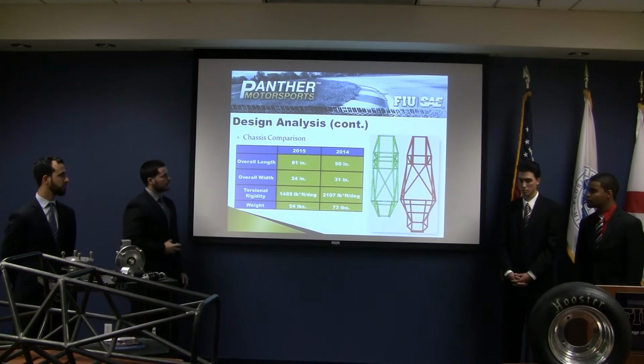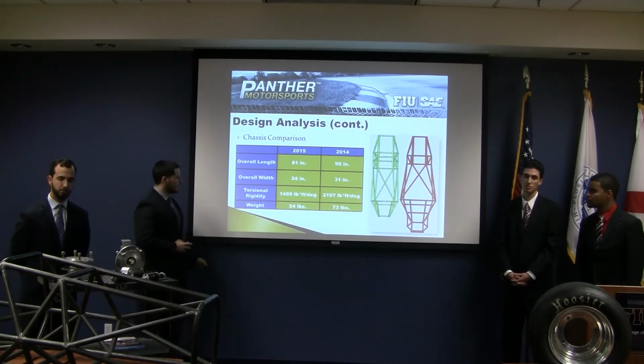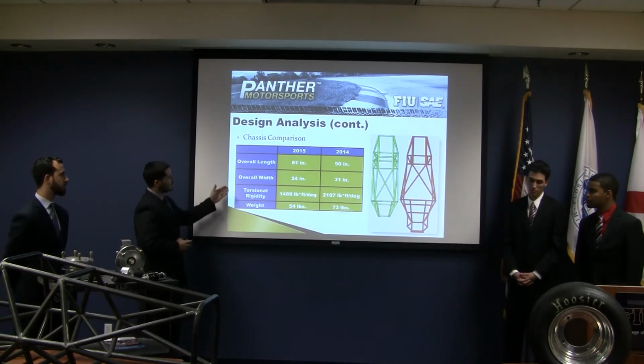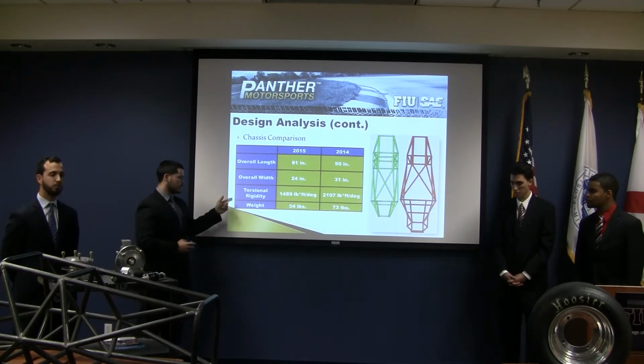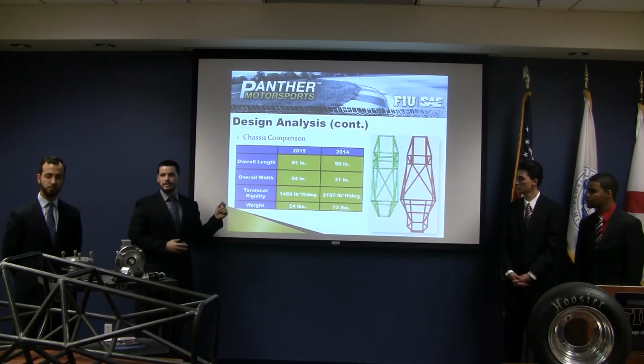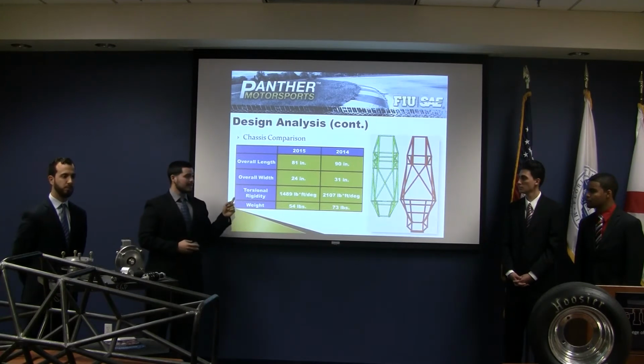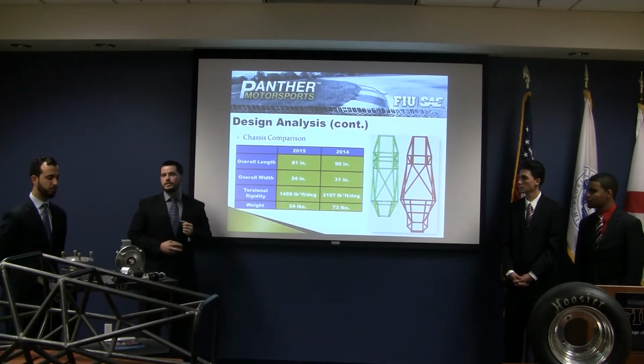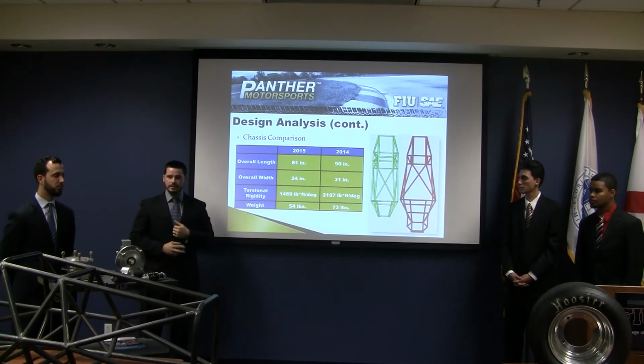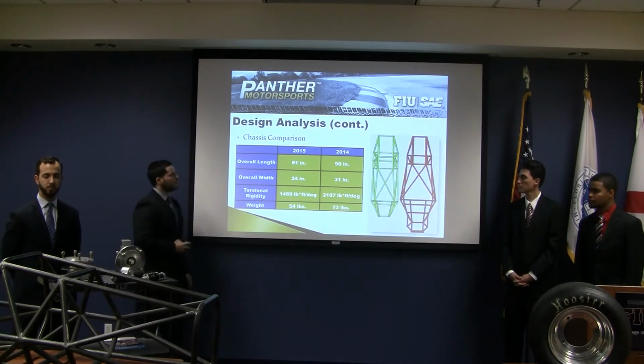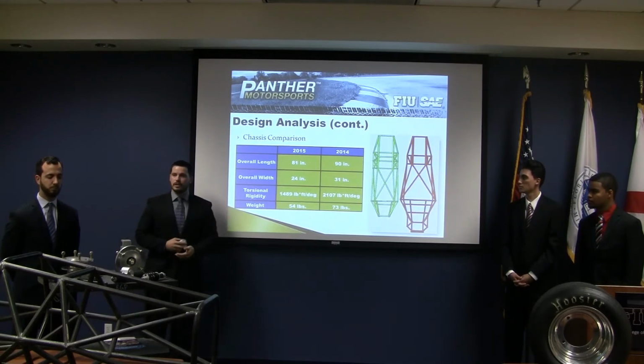Here we have a quick comparison of Prototype 1 and Prototype 2. We see a significant reduction in weight, as well as a reduction in overall width and length. We also see a significant difference in torsional rigidity. The reason for this is that upon further analysis, we realized that the previous prototype was far too stiff. It would give us adverse handling characteristics during the dynamic events, and we've reduced this number to a range which is a lot more seen amongst other teams that run similar setups.